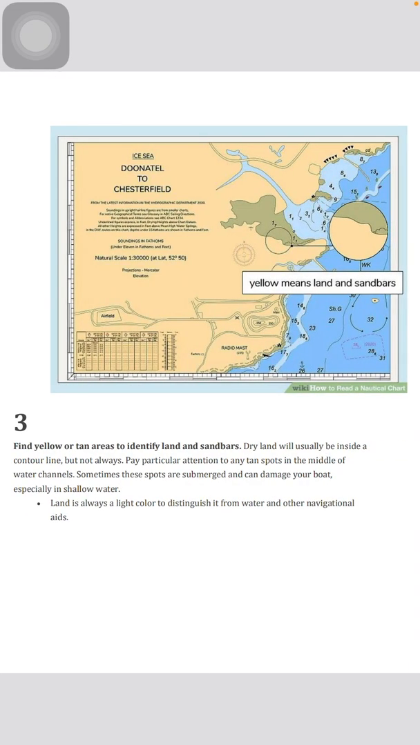3. Find yellow or tan areas to identify land and sandbars. Dry land will usually be inside a contour line, but not always. Pay particular attention to any tan spots in the middle of water channels. Sometimes these spots are submerged and can damage your boat, especially in shallow water. Land is always a light color to distinguish it from water and other navigational aids.